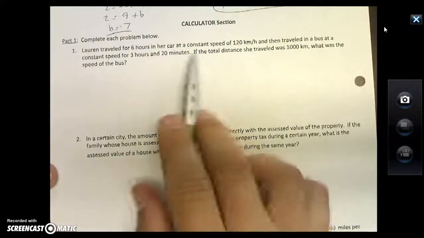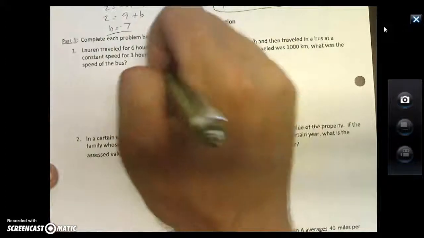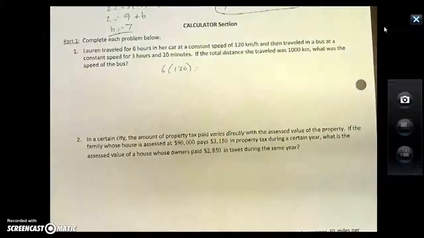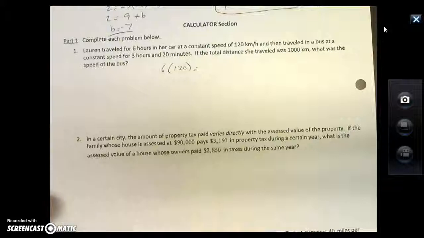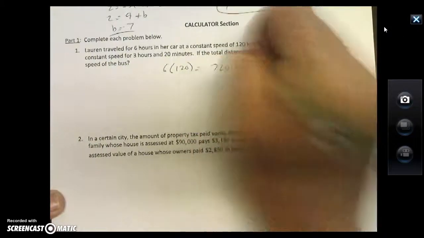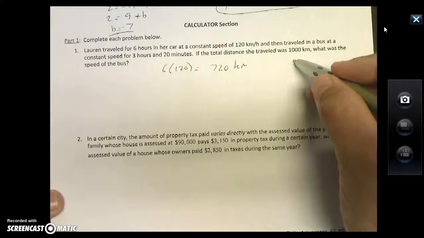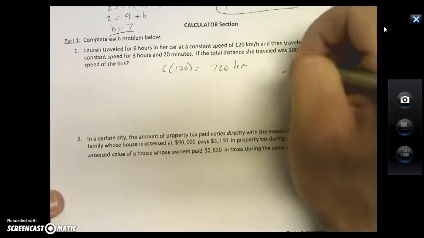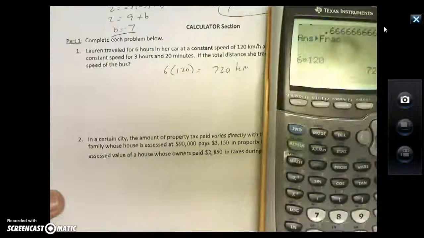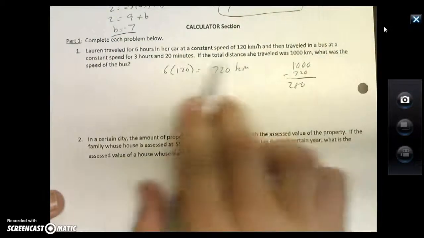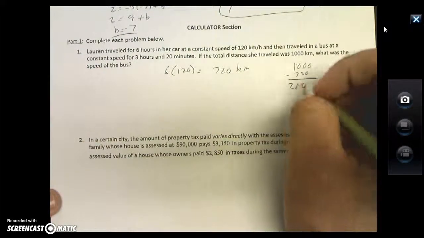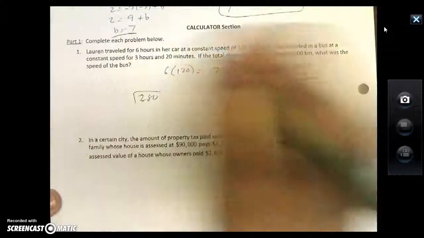Well, we know she went 6 hours in the car at 120, so we're going to do 6 times 120 to get 720. So she went 720 kilometers in just the car. Well, she went 1,000 total, so let's subtract that from there. 280. So that means she traveled 280 kilometers in the bus. So we want to take that 280 and divide it by 3 hours and 20 minutes.